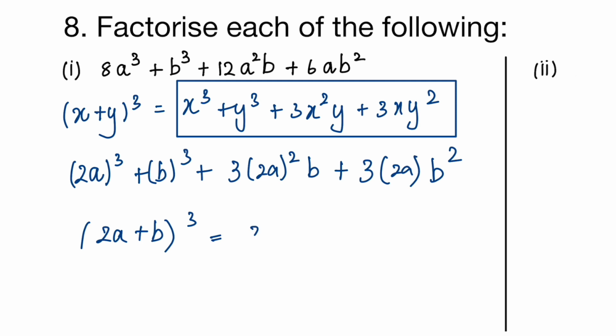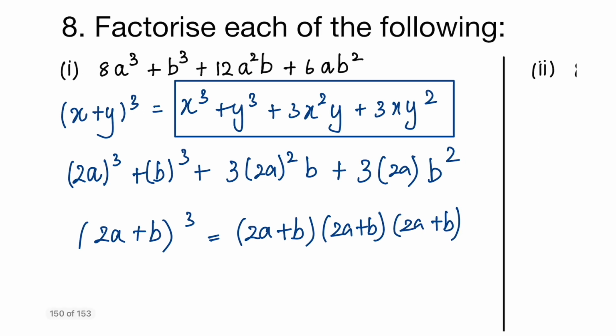Okay, and this can be written as 2a plus b into 2a plus b into 2a plus b. Okay, and that is the factorized form. It's quite easy. This is another form of the same identity, so it doesn't really matter. It's quite difficult for you to remember it this way, so that is why we use the 3xy into x plus y method. But if you expand the 3xy into x plus y, this is what you get.